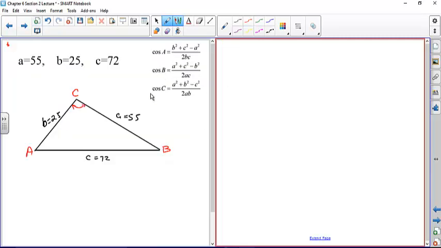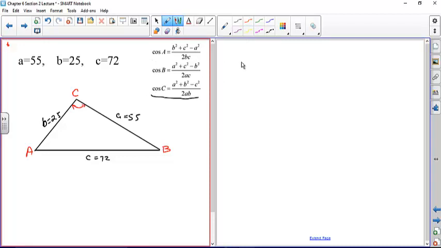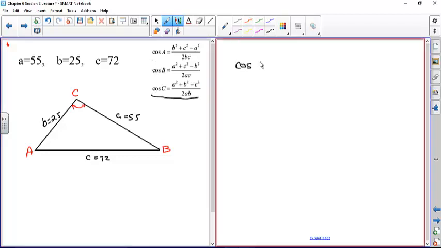So we're trying to find angle C, so we'll use that formula. It says the cosine of C is equal to A squared, A is 55, plus B squared, and then we subtract C squared, and we divide by 2 times A times B.